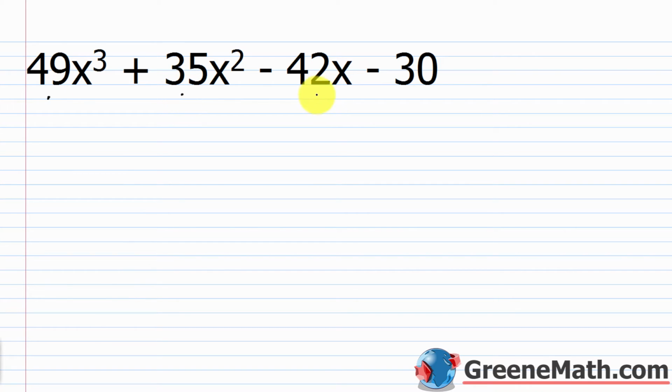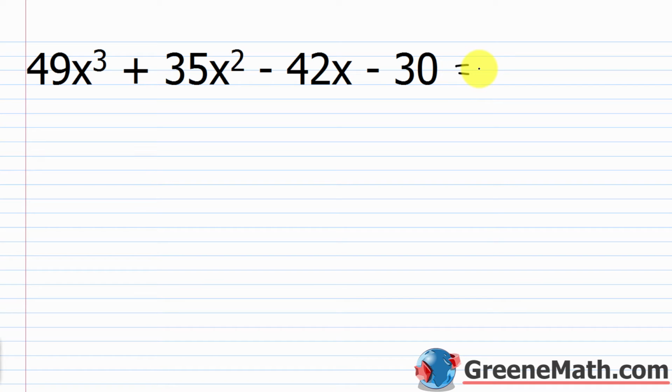35 is divisible by 7. 42 is divisible by 7. But 30 is not. So I can't pull anything out number-wise. Variable-wise, it's the same. I've got x, x, x, but no x here. So I'm not going to be able to pull anything out other than a 1 or a negative 1, which again, it's a waste of time at this point.